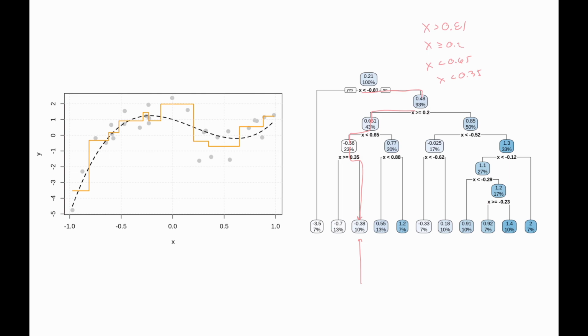Where is that? Wait, no. Greater than 0.81, so we went this way. Greater than 0.2, so we went this way. Sorry, I'm redoing this. So I'm here. Less than 0.6. Okay, so less than 0.65. I think that's that split there. But greater than 0.35, which is there. So I think that amounts to this region here. So split there and split there.